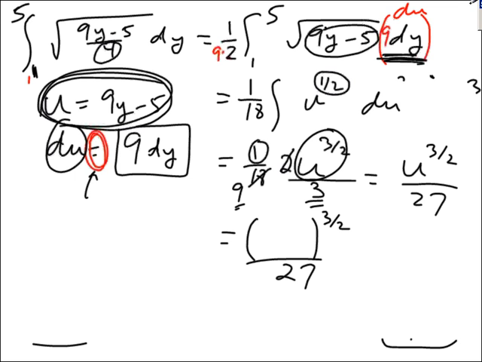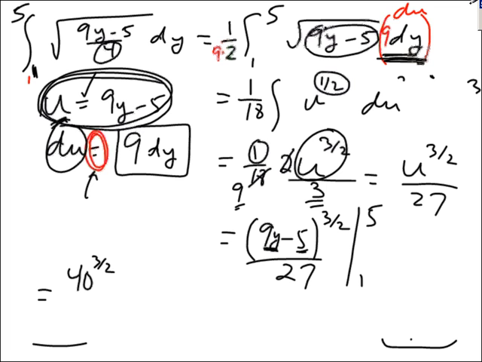So many students will guess, oh, I think it was 9y minus 14. No. Maybe you're right, maybe you're wrong. Go back and read it. It says, u is 9y minus 5. And we're integrating from 1 to 5. Well, when you plug 5 in, 9 times 5 is 45, minus 5 is 40.